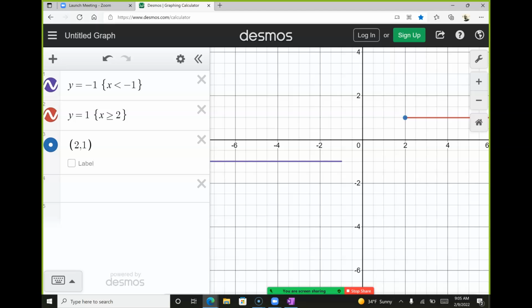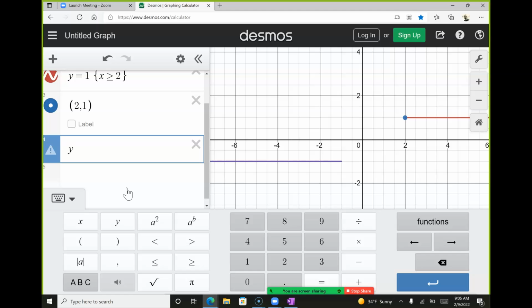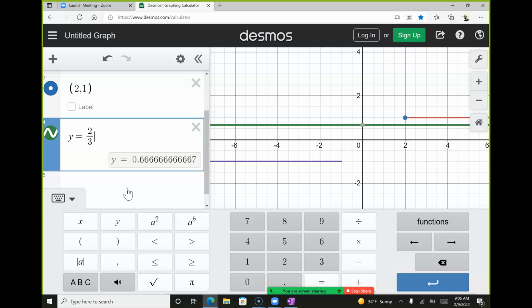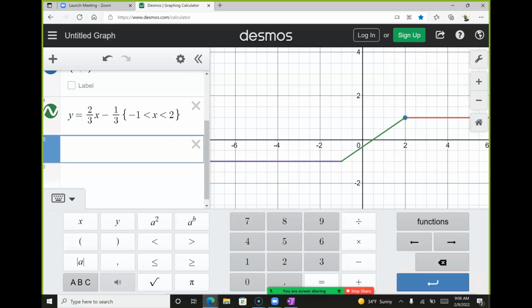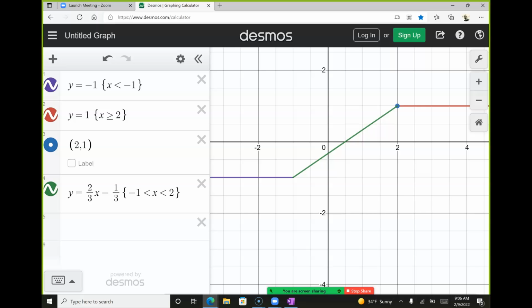Now I want to see if that piece that I had matched up. So what was it? Y equals, I forget, 2/3 x minus 1/3. And I'm restricting between -1 less than x. I don't care about the less than or equal because I can't see that detail anyway. And there it is. So it's connecting. And I guess that green line gave me the yes.